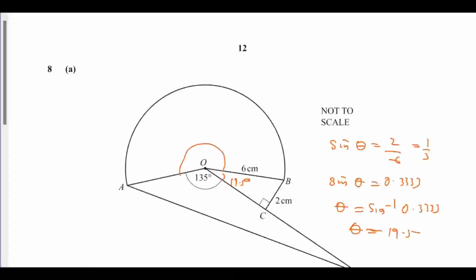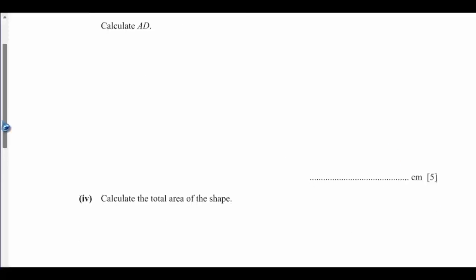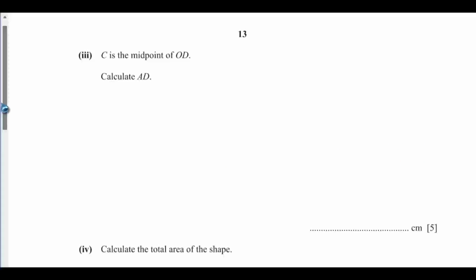So C is the midpoint of OD. Okay, C is the midpoint of OD. So that means OC and OD are equal in ratio, so once we know OC, we can get CD respectively. So let's go back to the question. C is the midpoint of OD.